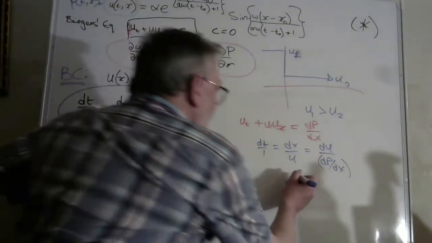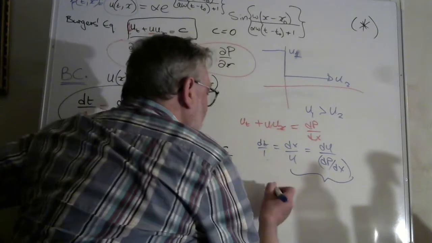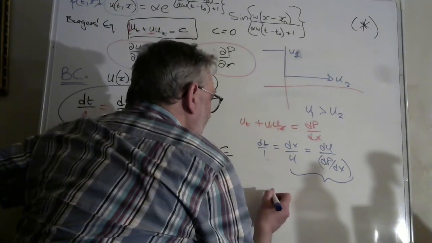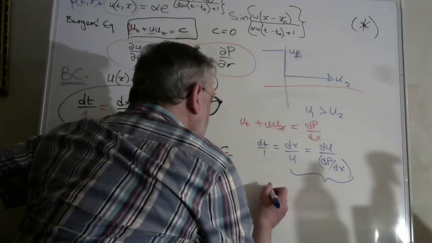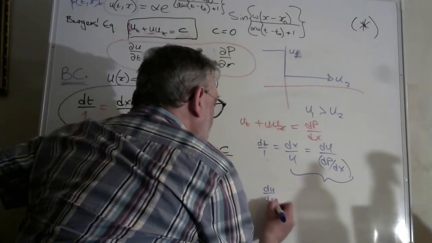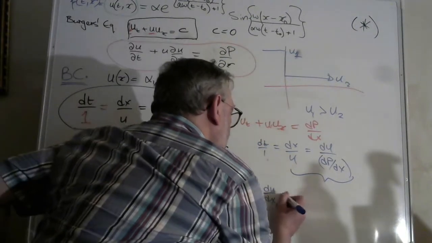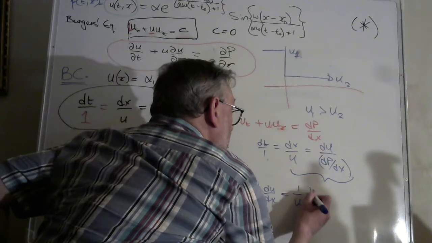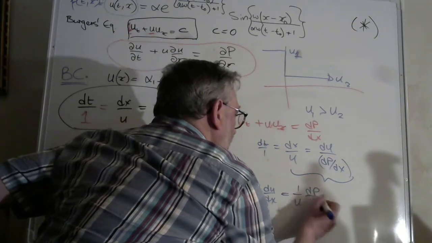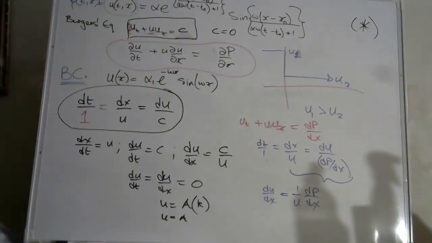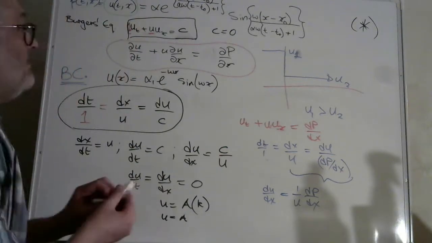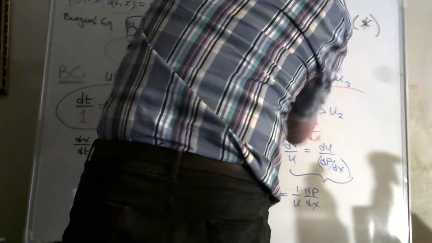So what we do is we take these two equations here so that we have du by dx equal to 1 over u dp by dx. Okay, now I'm just going to erase this little bit of the board up here if I can.